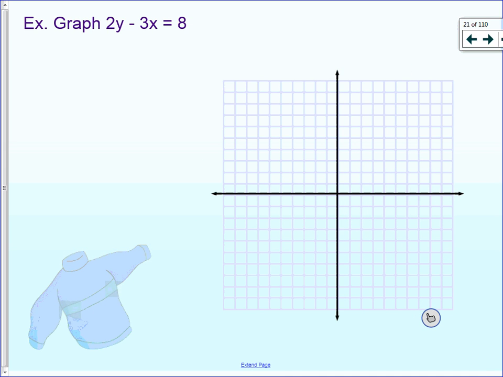What do you think you do first? Well, is this going to be a straight line? What would tell you it'd be a straight line? The power of 1 to both x and y? Yep, no square roots, no absolute values. Okay, should be straight. So how about you guys create a table, pick some points.